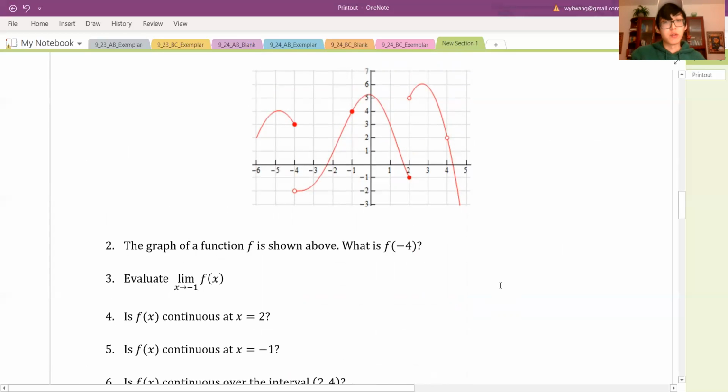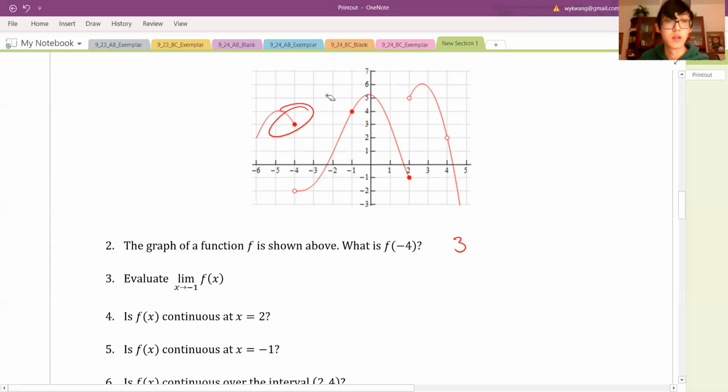The graph of a function f is shown above. I think I changed the values for this problem slightly for some of them. What is f of -4? Well, so we go to -4, right? -4 is right here, and we actually plug it in, and we notice that the hole is filled here. So it's going to be 3, right? It's not going to be here because the hole is empty, even though the function arrives at -4, but the actual value is at 3, right?